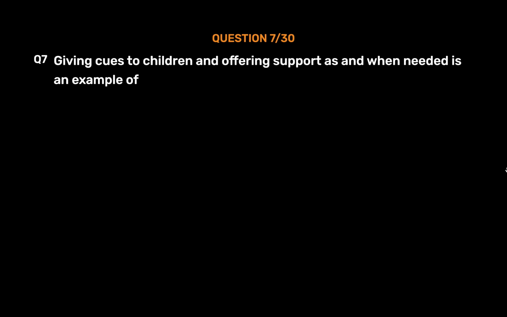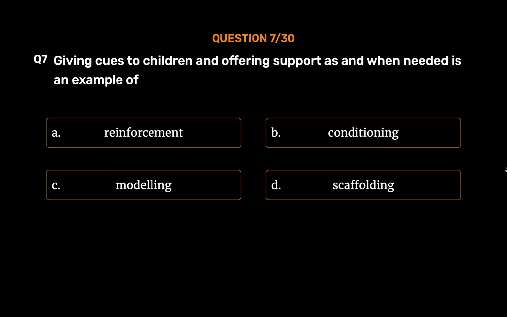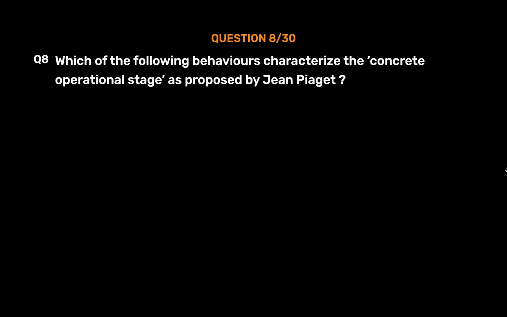Question number 7. Giving cues to children and offering support as and when needed is an example of Option A. Reinforcement. Option B. Conditioning. Option C. Modeling. Option D. Scaffolding. The correct answer is Option D. Scaffolding.